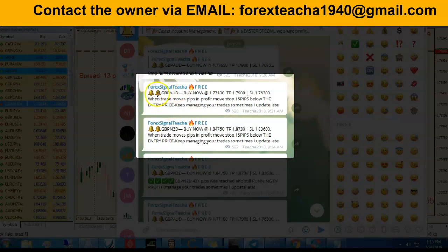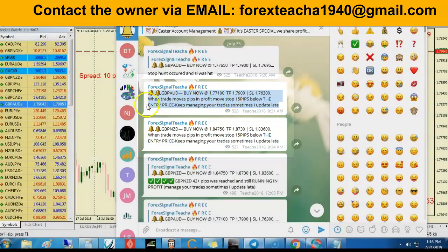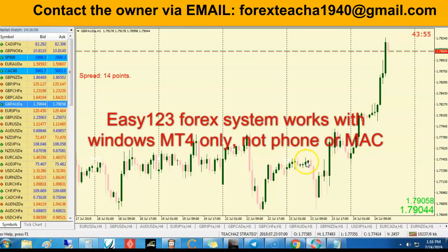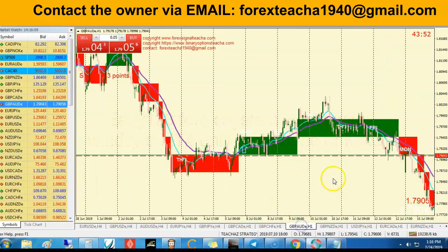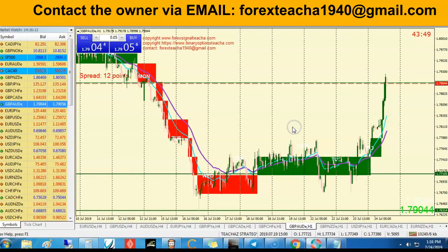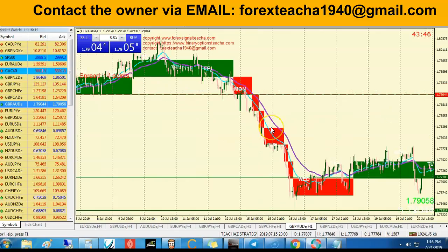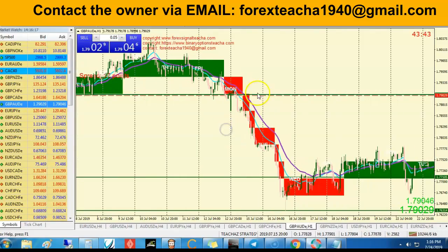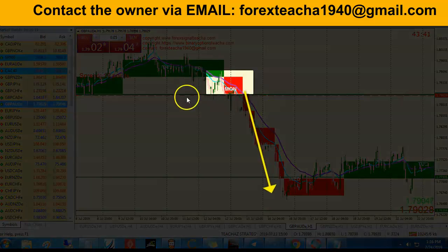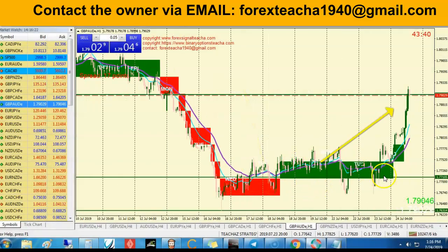All right, so you can see here this was a signal that I sent. This was a pound Australian dollar. I said you should buy now at 1.7710. All right, so let us go to the MetaTrader platform. Okay, before we get there, this is the easy 123 Forex trading system. If you get a red box, that's the time to sell. If you get a green box, that's the time to buy. So it's easy as that. You don't have to understand any candlestick formation patterns or anything. Just follow what the indicator is telling you.